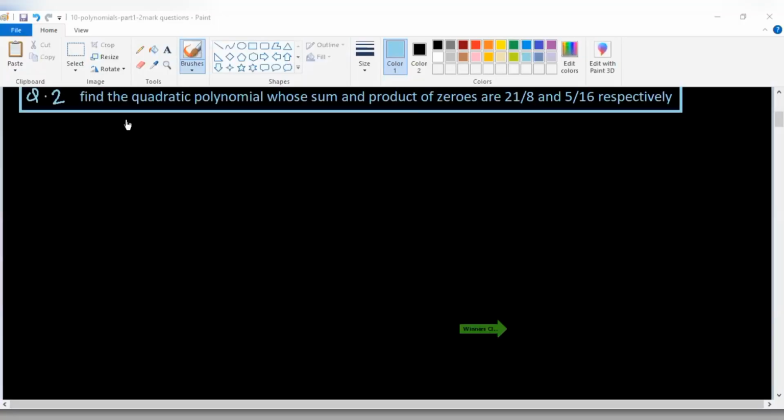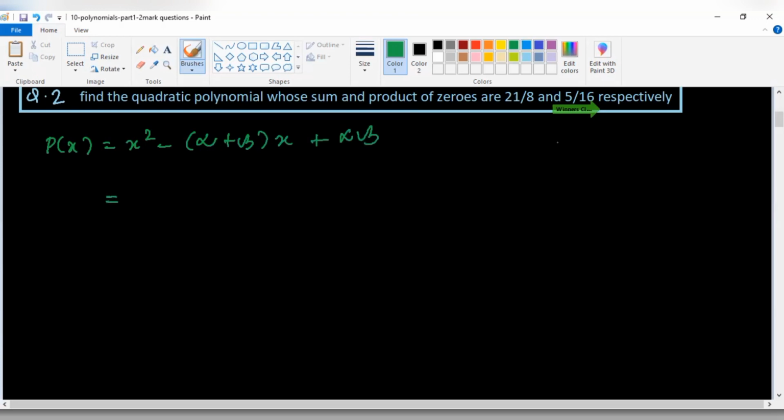This is our second question. Find the quadratic polynomial whose sum and product of zeros are 21 by 8 and 5 by 16 respectively. So sum and product of zeros are given. Then we know we can write the polynomial as p of x is equal to x square minus (alpha plus beta) into x plus alpha beta.